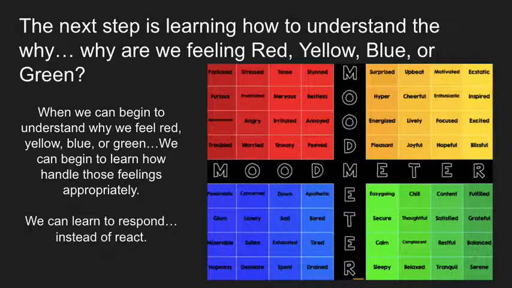So there is a process we can go through to figure out why we are feeling red, yellow, blue, or green. Whenever we can begin to understand why we feel that way, we can begin to learn how to handle those feelings appropriately. And ideally, we'll be able to learn how to respond to our emotions instead of reacting. So let's get into that.